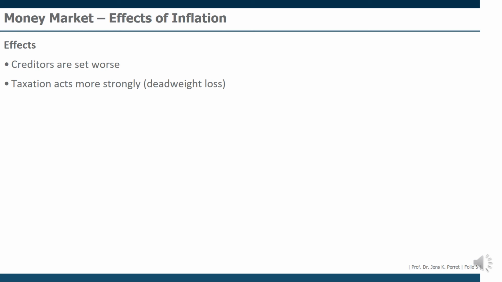Also, taxation will act more strongly. Why is this the case? The easiest way is to consider taxation of interest being earned. As I mentioned earlier, the interest payments need to be higher if you have inflation so that the real interest is still positive. However, higher interest rates mean you will get higher interest payments and have a higher tax basis and have to pay more taxes.